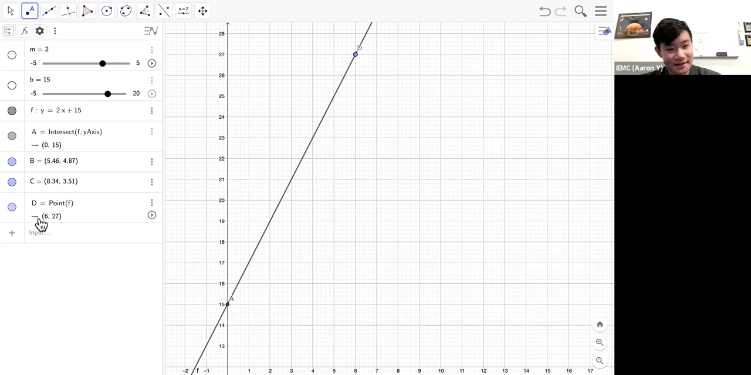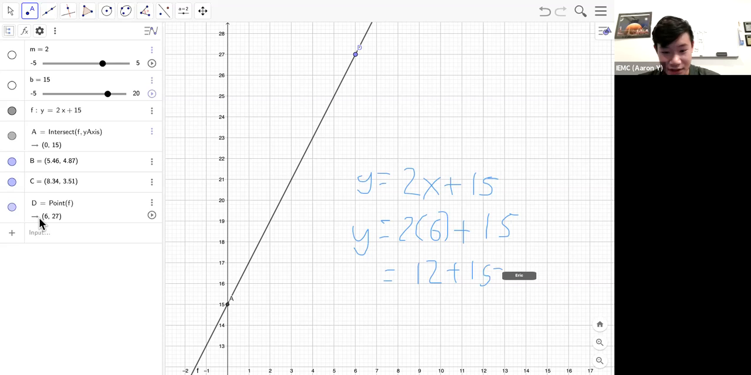We can check that this works by plugging 6 back into x in the original equation. If you look to the left, we have the equation y equals 2x plus 15, and we plug in 6 for x. This is another way of solving it, but the problem with this way is you only get 1 point at a time. So we plug in 6, we multiply 2 by 6, which is 12, and then we add 15. 12 plus 15 is 27, which is exactly what the graphing calculator got for us. So we know that it works.